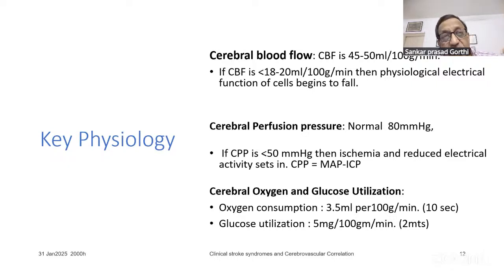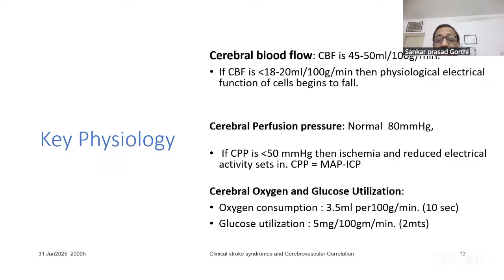See, blood pressure, you all know 120/80. If diastolic blood pressure is 80, 120 minus 80 is called pulse pressure. One third of pulse pressure plus diastolic blood pressure is called mean arterial pressure. So that mean arterial pressure is maintained. And normally the intracranial pressure is about 12 to 15 millimeters of mercury. So if you have that much, you can easily guess what will be the normal mean arterial pressure.